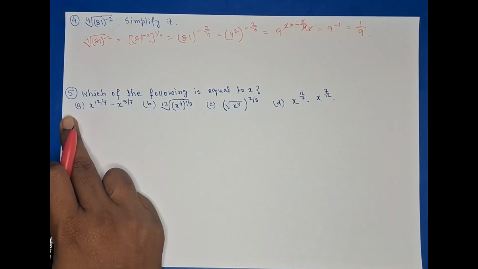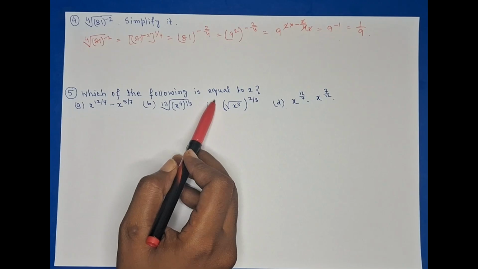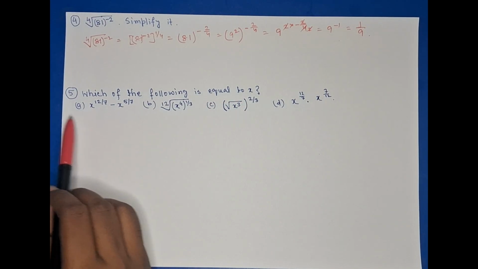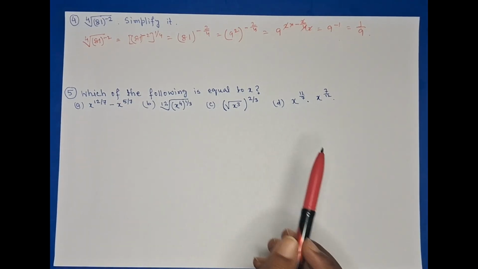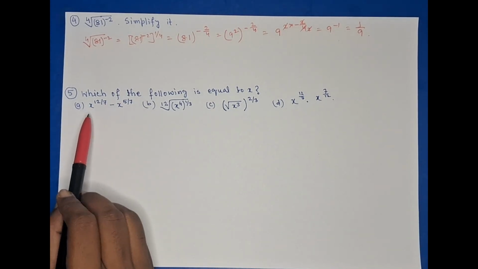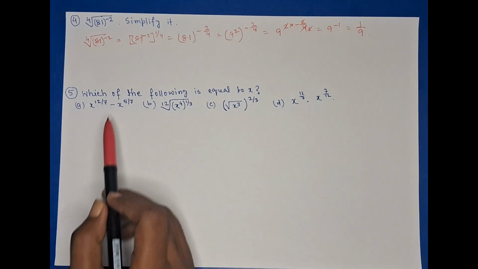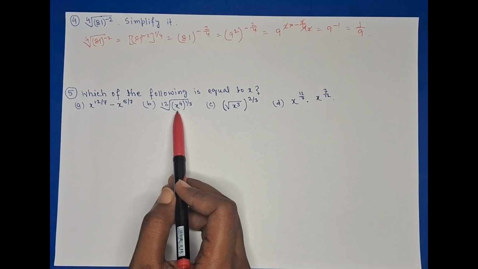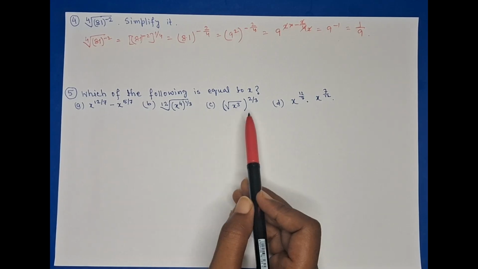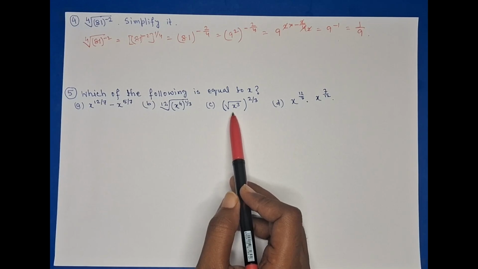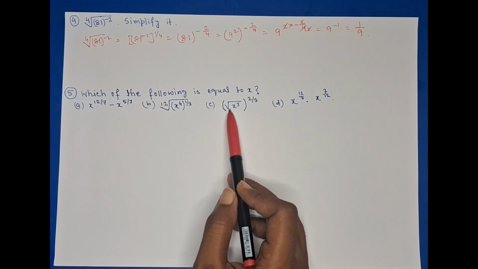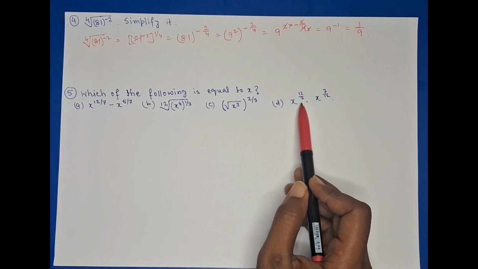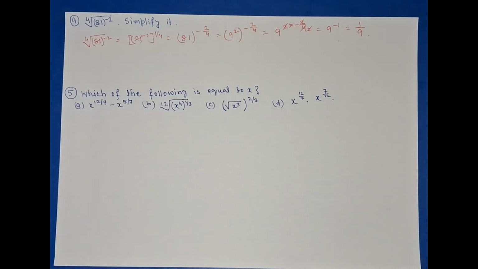And the next, fifth question is, which of the following is equal to x? Among these four options, which one is equal to x? Option A is x to the power 12 by 7 minus x to the power 5 by 7. Option B is 12th root of x to the power 4 whole to the power 1 by 3. Option C is square root of x cube whole to the power 2 by 3. And option D is x to the power 12 by 7 into x to the power 7 by 12.